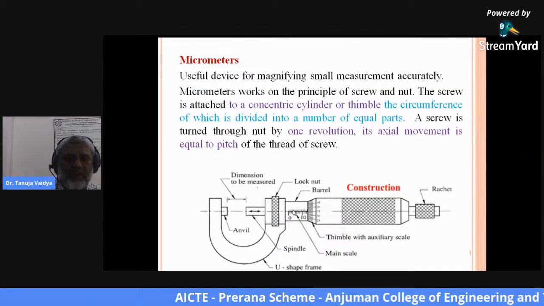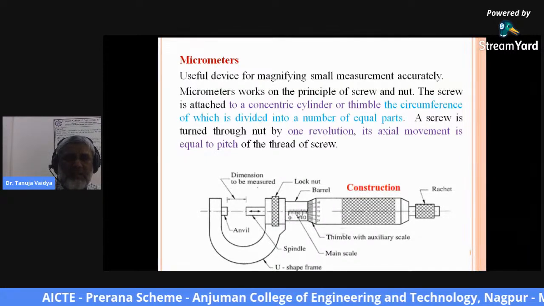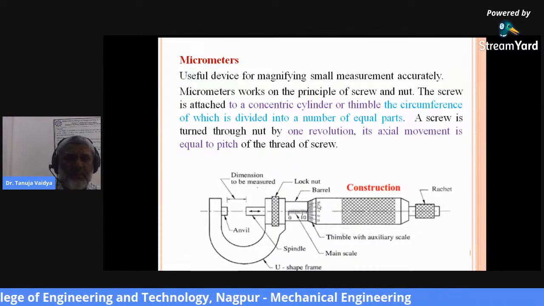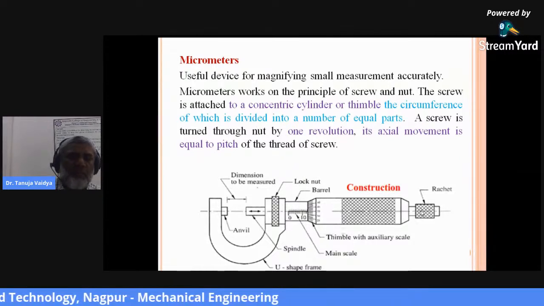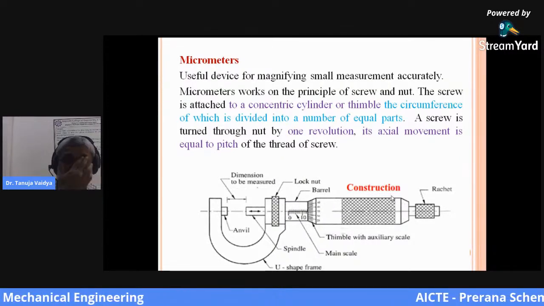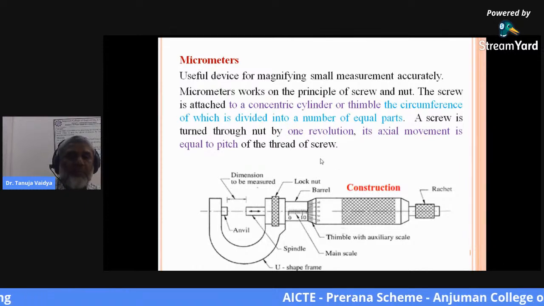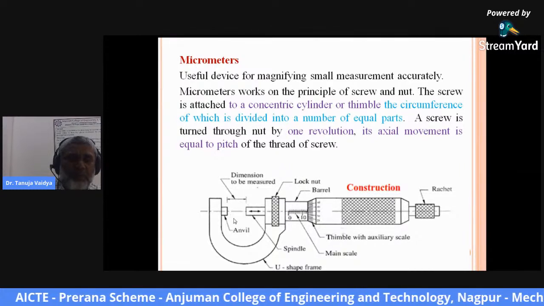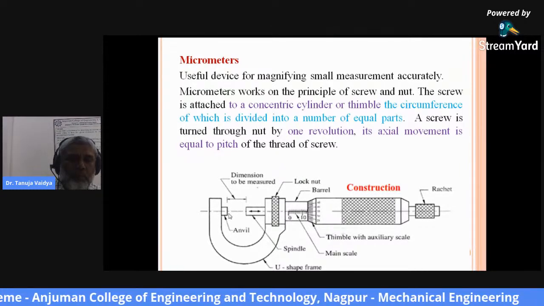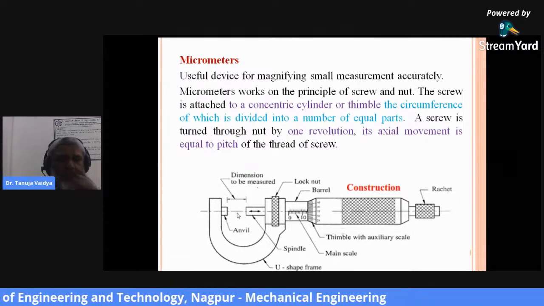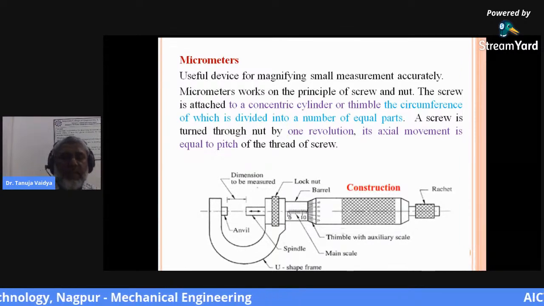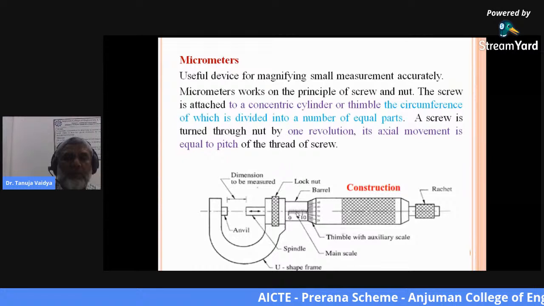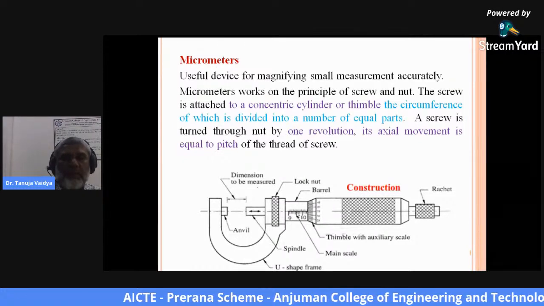On the barrel is the main scale, and on the thimble the auxiliary scale is provided. Another one is the ratchet, to provide the extra pressure on the job. Whatever dimension you have to measure, you have to put that part or component between the anvil and the spindle, so that you will be able to get the exact value of that particular part.